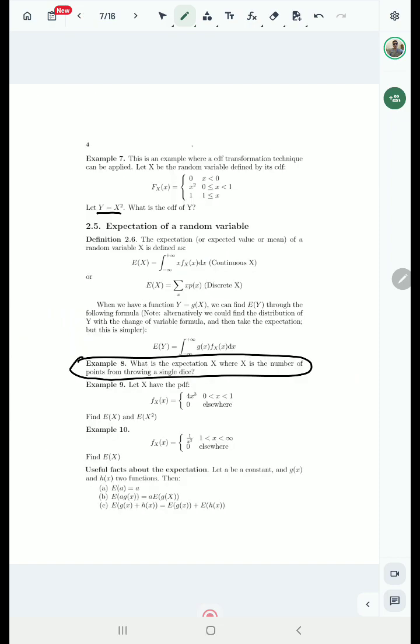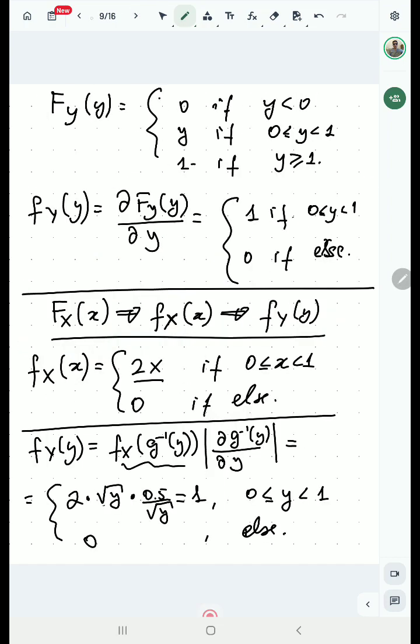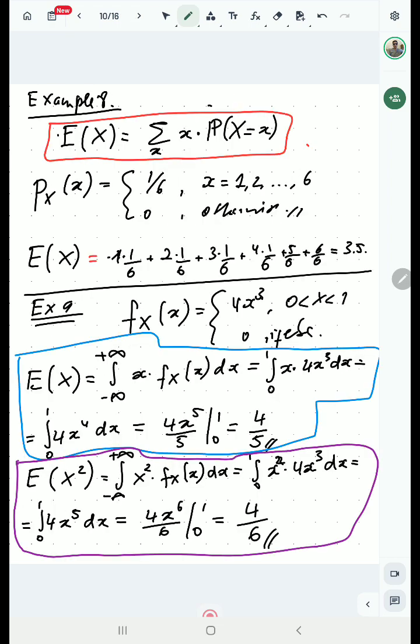What else? Example 10, we have to find expectation of x given this PDF. So example 10. Oh, let's do that.